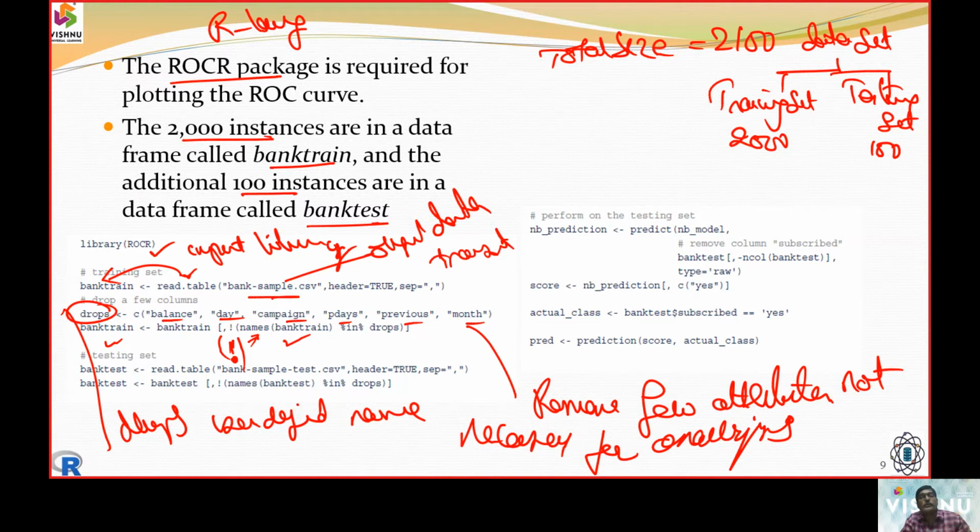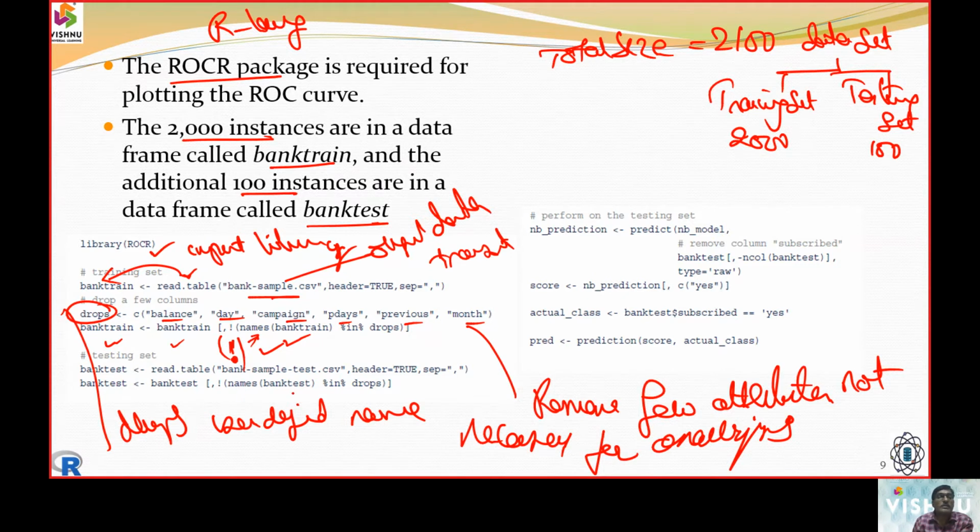So what we are going to do is take bank train, and we get all the attributes. In those attributes, I don't need day, I don't need campaign, I don't need pdays, I don't need previous, I don't need month. I want to remove them. To remove that, we can use an exclamation mark, and then these attributes will not be carried to the training set.